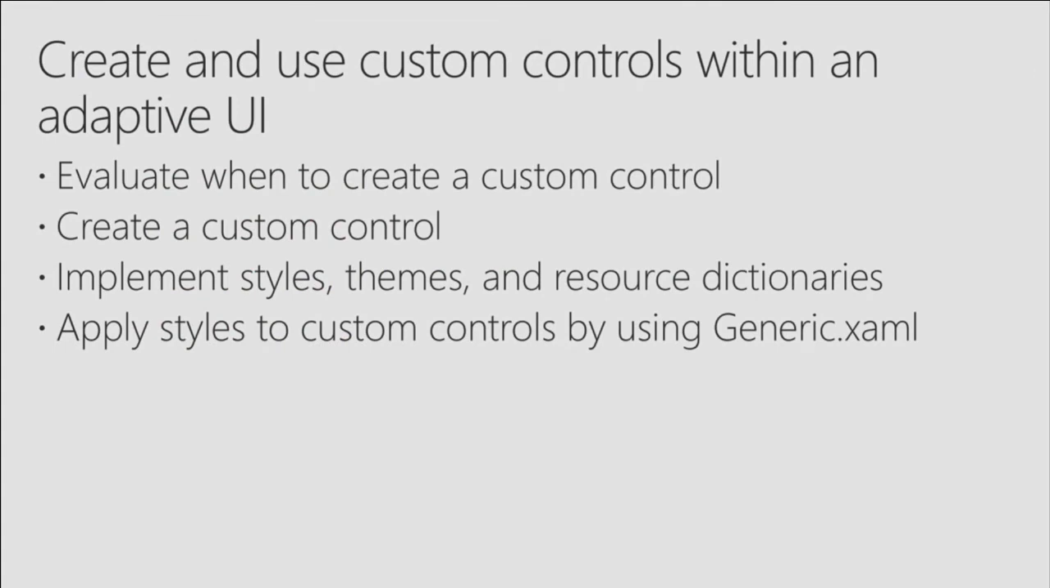All right, within adaptive UI, now creating controls. Understanding the difference between a custom control in XAML and a user control. At this point, I'm not even doing user controls anymore. It's just such a legacy thing from WPF days. But understand how to create a custom control, how to define your generic.xaml, how to implement your default styles.